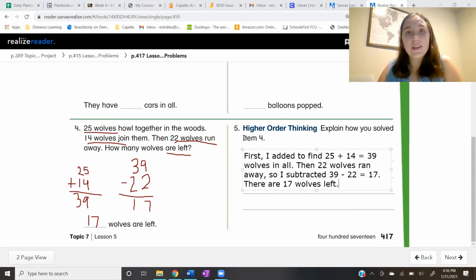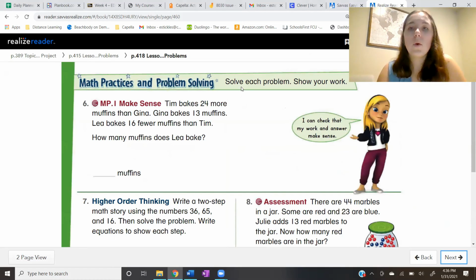Okay. See how easy that was? It doesn't take a whole lot of time to explain your work. You just have to look at it step by step when you're solving and when you're explaining. Let's go ahead and turn the page and you're going to do one more problem for me. Okay, you're going to do number 6 for me. Let's see what it says.